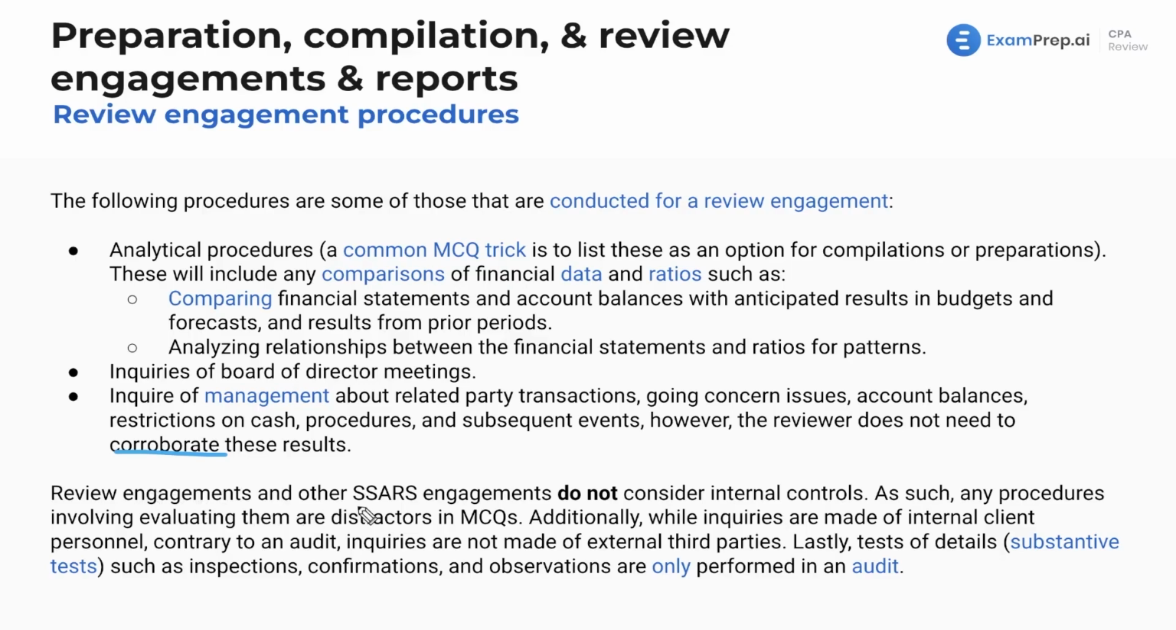Review engagements and other SARS engagements do not consider internal controls. You're not going to worry about that. You're not even going to assess internal controls. As such, any procedures involving evaluating them are distractors when it comes to multiple choice questions. And additionally, while inquiries are made of internal client personnel, contrary to an audit, inquiries are not made of external third parties. And lastly here, tests of details, also known as substantive testing, substantive tests, such as inspections, confirmations, observations. These are only performed in an audit. I want to make you aware of common multiple choice question, and possibly some tricks for the exam.